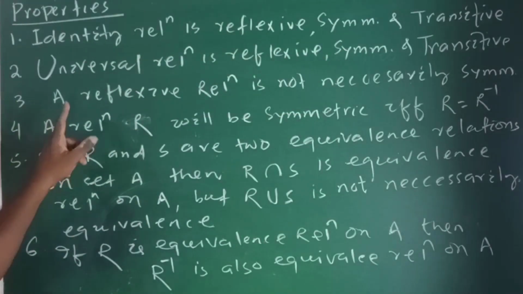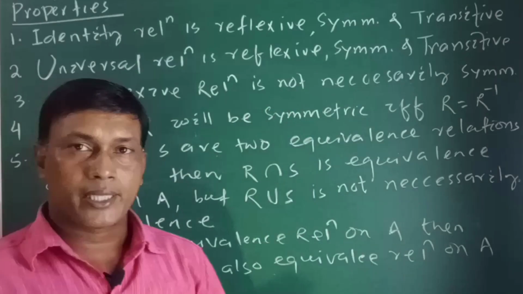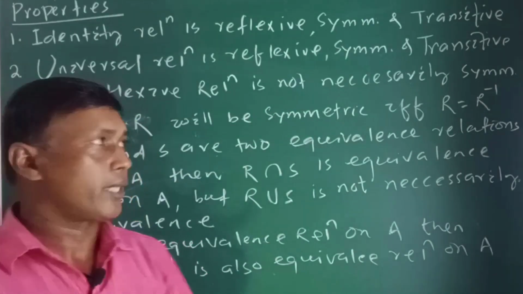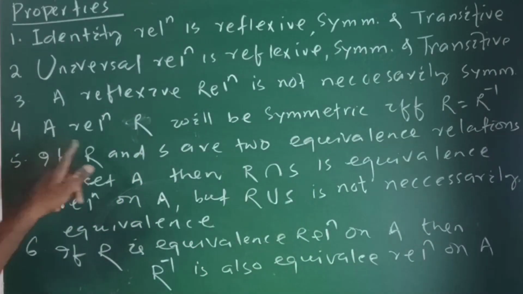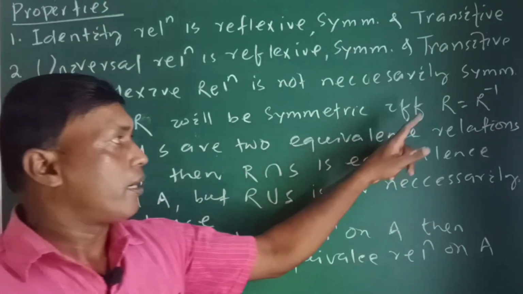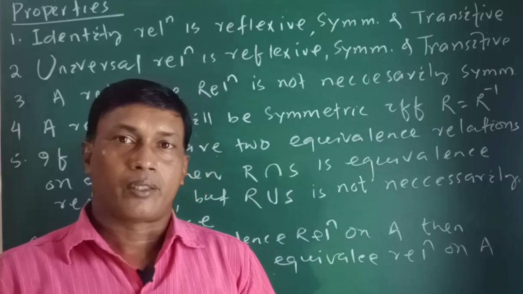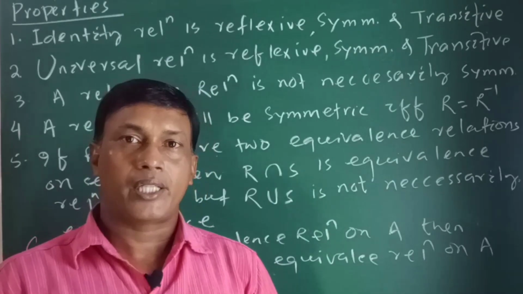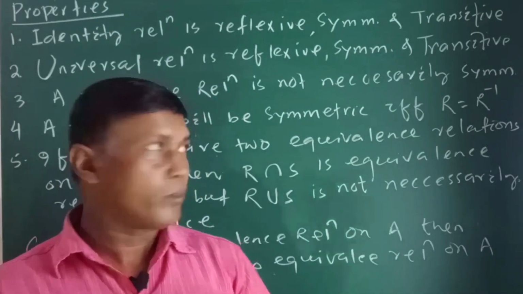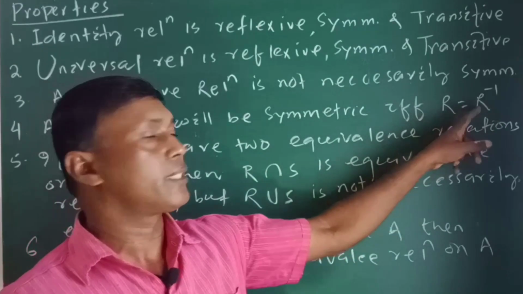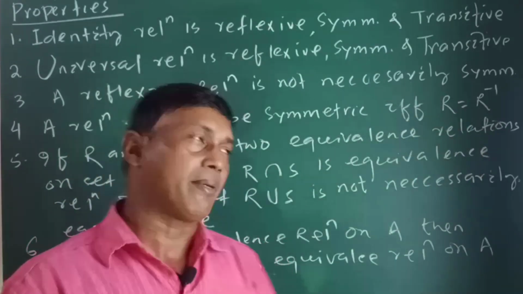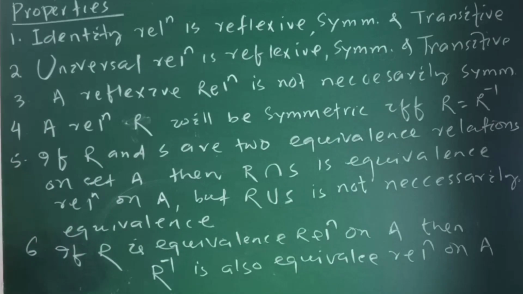The third is, a reflexive relation is not necessarily symmetric; it may or may not be symmetric. Fourth, a relation R will be symmetric if R is equal to R inverse. That means when the relation is symmetric, then the relation is equal to its inverse, or when the relation is equal to its inverse, then the relation is symmetric. And the next condition.